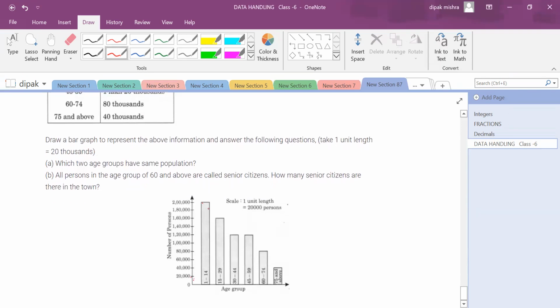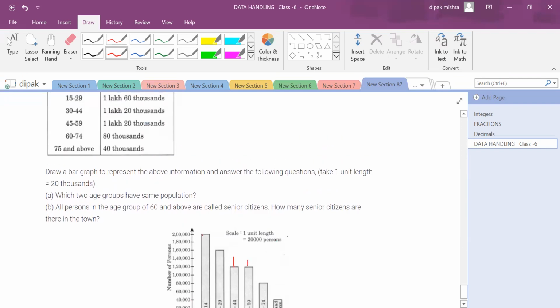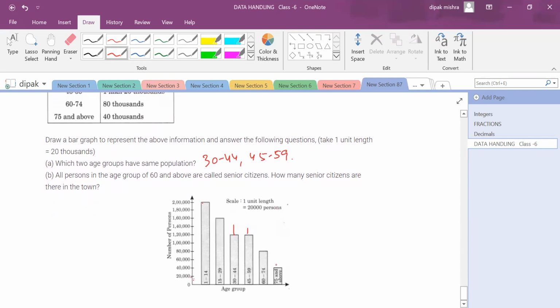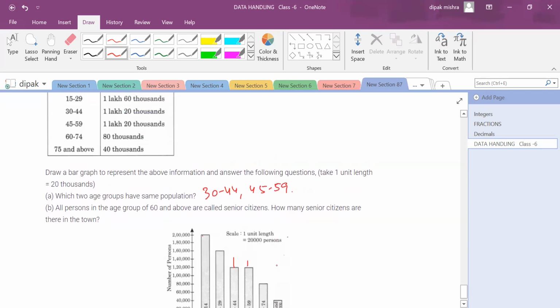Which two groups have the same population? You see this group and this group have the same population. So 30 to 44 and 45 to 59 have the same population. All the persons in the age group of 60 and above are called senior citizens. How many senior citizens are there in the town? So 60 and above are these two values. You add these two values, 80,000 plus 40,000 is how much? 1,20,000. So 1,20,000 is the number of senior citizens in this town.